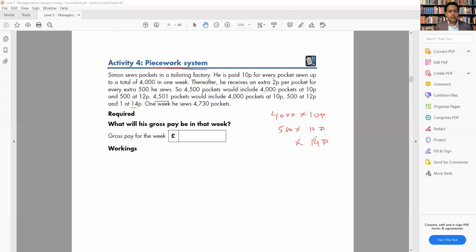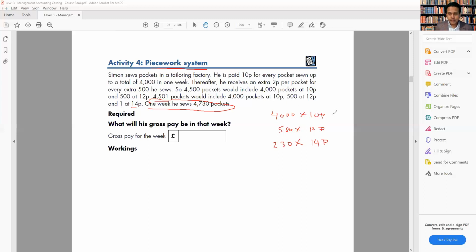So we need to see how many pockets he sews for a week. You can see in one week he sews 4,730. So let's find out how much. The first 4,000 is 10 pence. The next 500 is 12 pence. And the last one is how much? 230. Okay, so 230 is 14 pence.